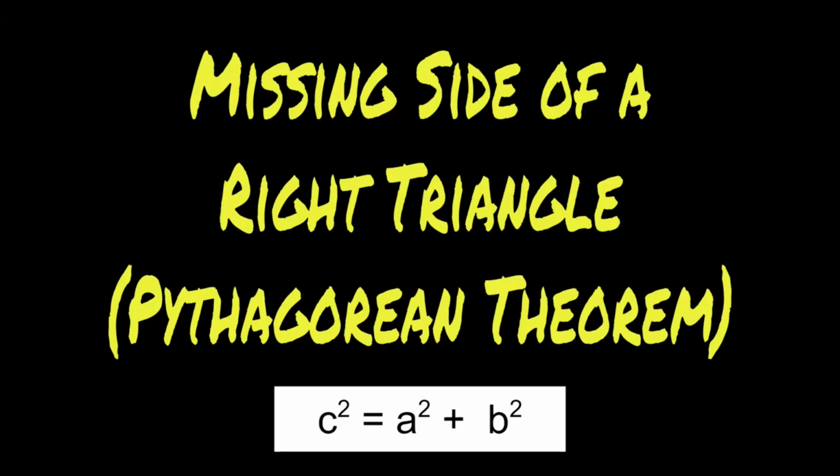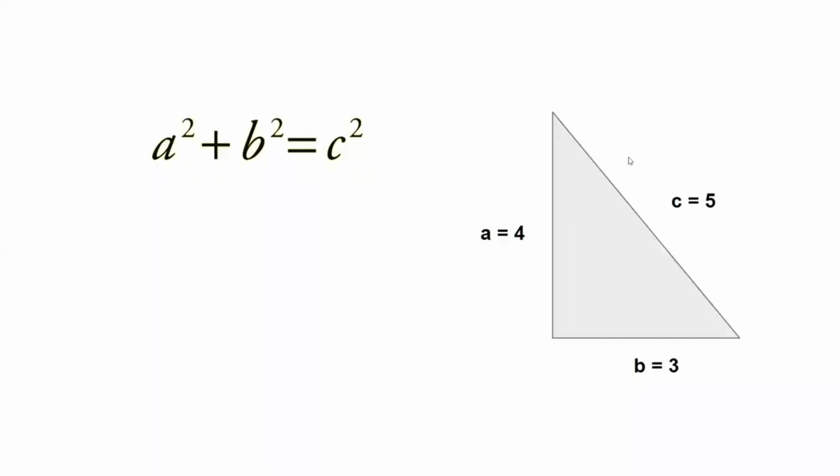In this video, I'm going to review how to find the missing side of a right triangle using the Pythagorean theorem, or this relationship that's shown at the bottom of the screen. Let's take another look at that. A squared plus B squared equals C squared. Sometimes it's written the other way with C squared first, but that doesn't matter. It's the same relationship. And let's look at that relationship for this triangle that's shown.